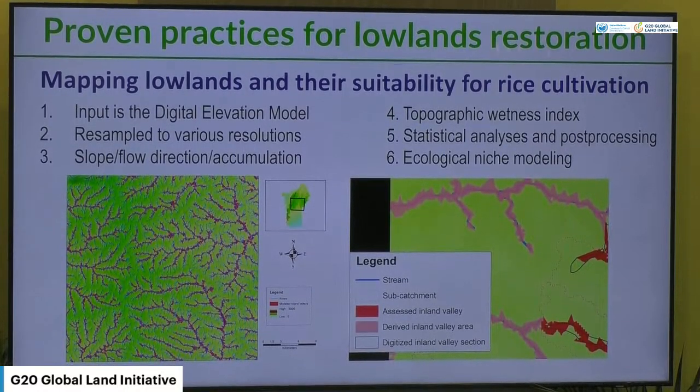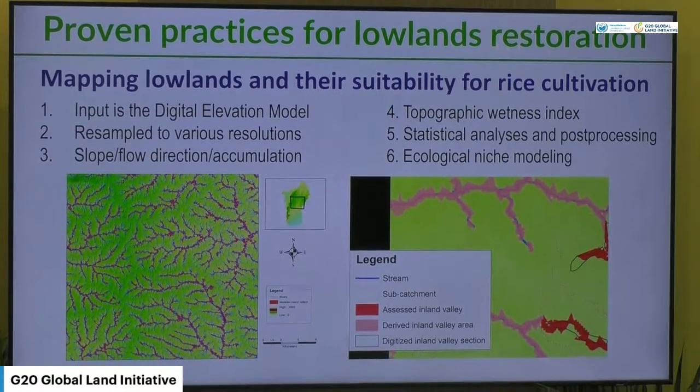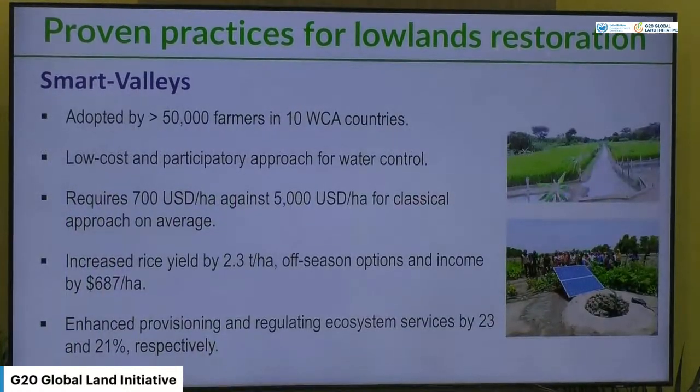So the output of that approach that we developed for countries like Cote d'Ivoire, Ghana, Benin, Togo, Mali, is finally the map of lowlands and also the suitability for crop production and also for biodiversity and ecosystem services preservation, which is very important. Another innovation that has been developed by AfricaRice and the partners is the Smart Valleys approach.